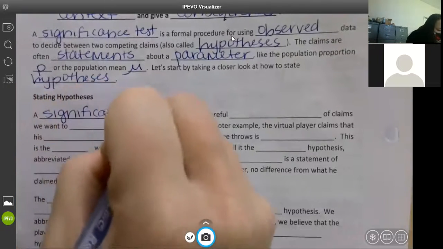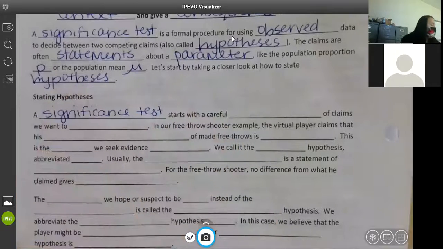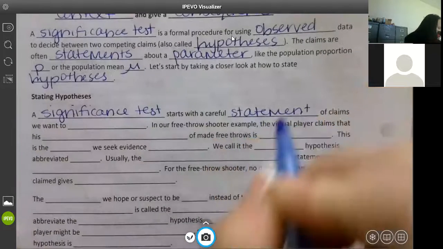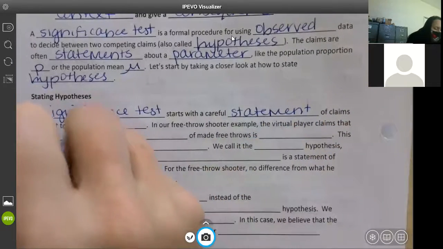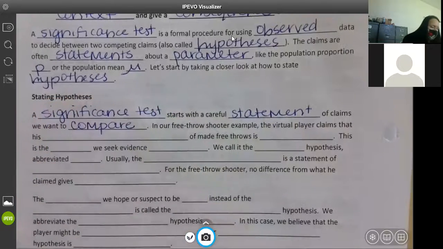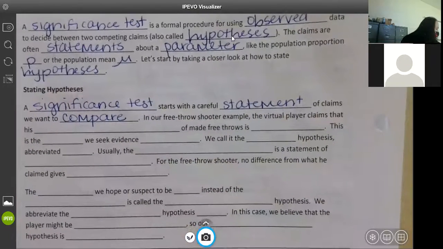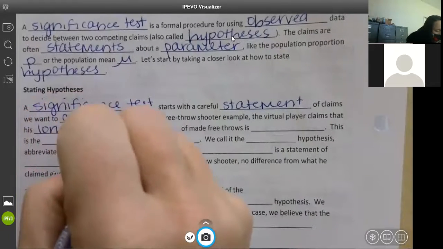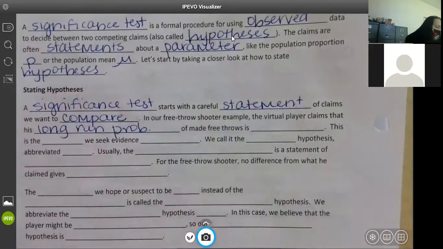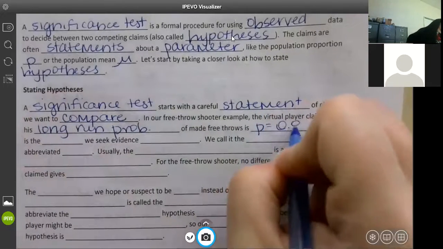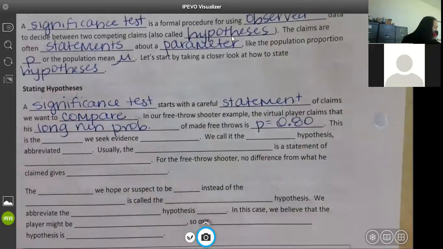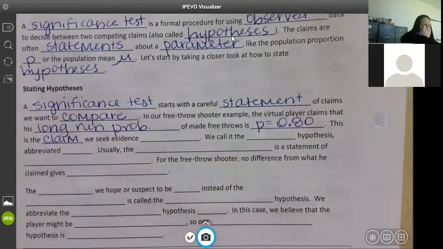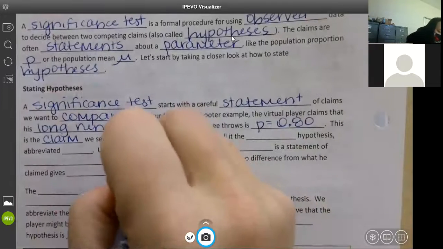Significance test starts with a careful statement of claims that we want to compare. In our free throw shooter example, the virtual player claims that his long run probability of made free throws is 80%. This is the claim that we seek evidence against.